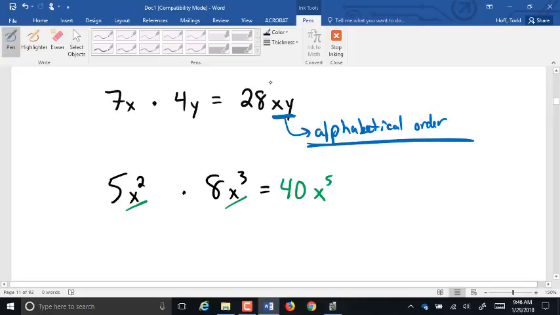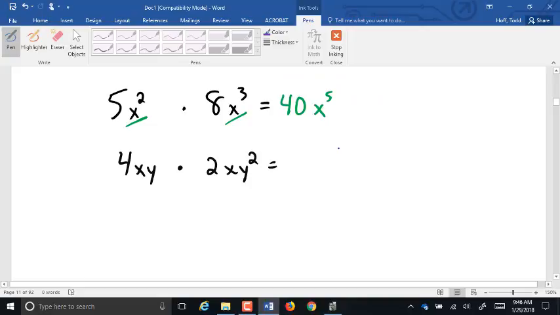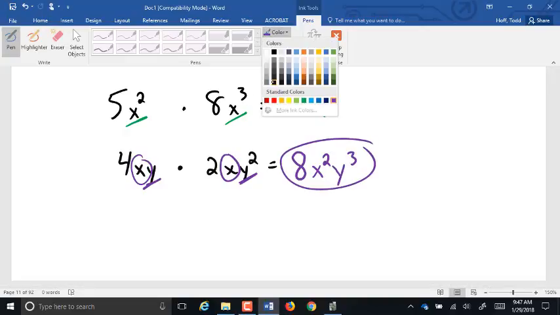What if I have more than one name, more than one variable? Well, I still combine the counts. 4 times 2 is 8. Then I combine the names with each variable or each name separately. X times x is x squared, x to the second. Y times y squared, y to the third. There we go.